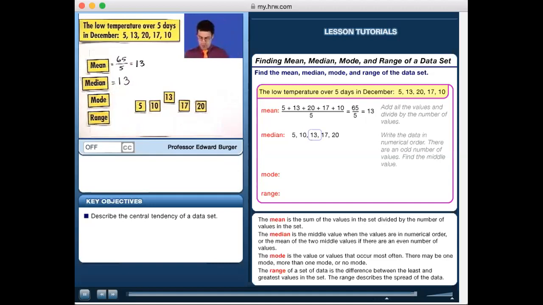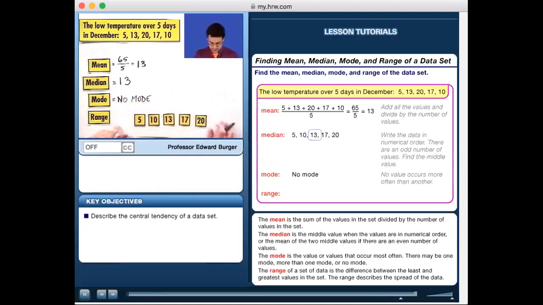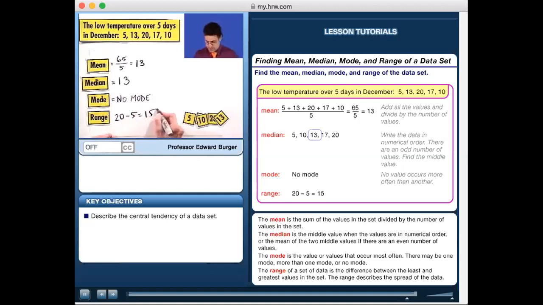All right. What about the mode? Mode's the most popular. But look, it's tied. There's only one of each temperature, and so in fact, in that case, we say there is no mode. And what's the range? It's just the difference between the largest and the smallest. And so we see 20 minus 5, and we see 15.